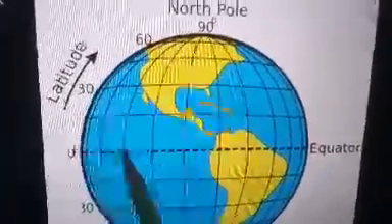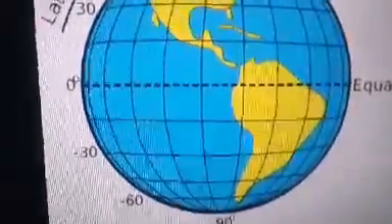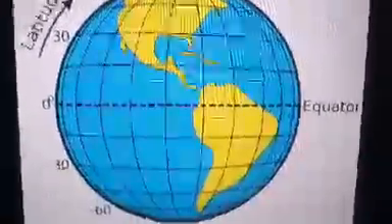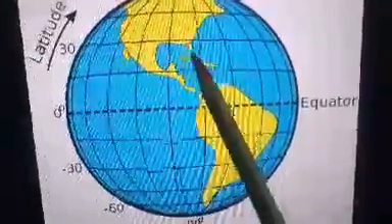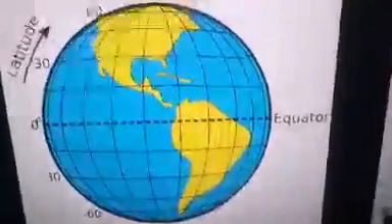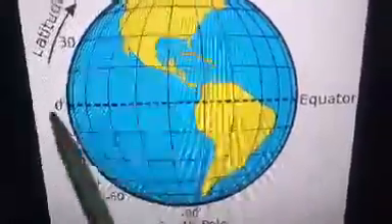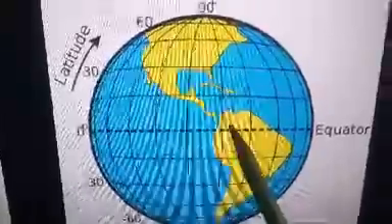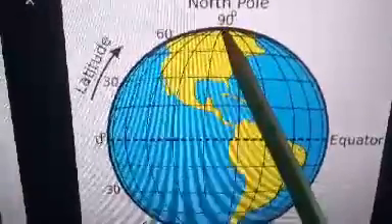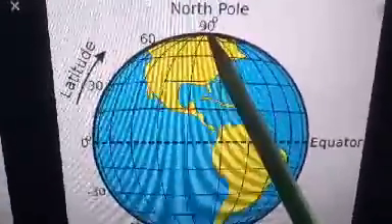Now, the middle line, the dotted line you can see, this is called the equator. And in the last class we studied, the equator divides the globe into two hemispheres. The upper one is the northern hemisphere, the lower one is the southern hemisphere. And in the northern hemisphere, the equator is called 0 degree latitude, from 0 degree to 90 degree in the north. This 90 degree is called the North Pole.